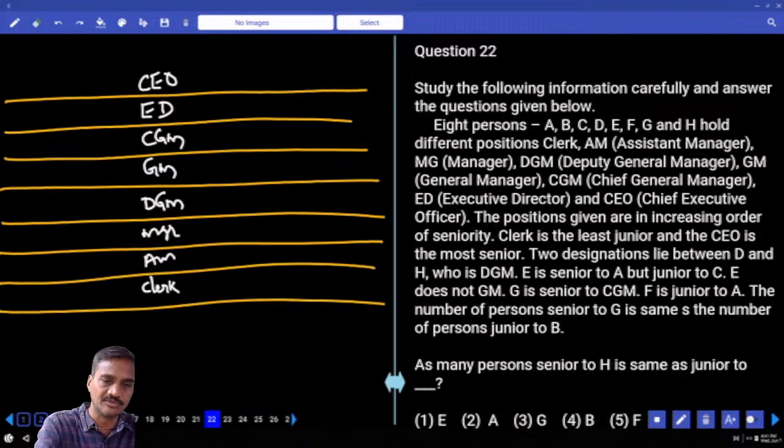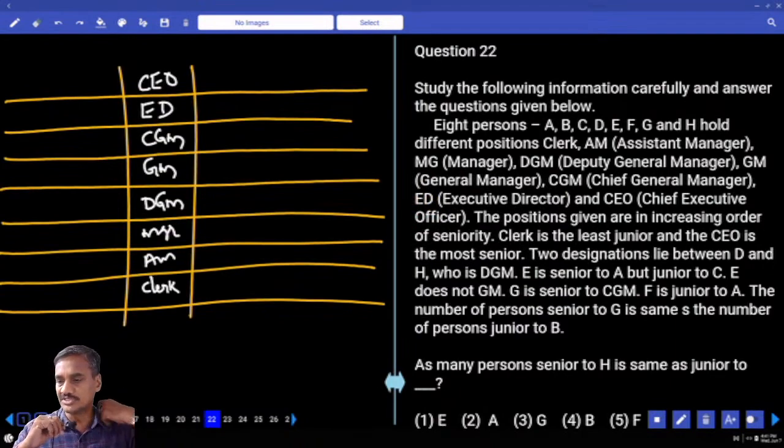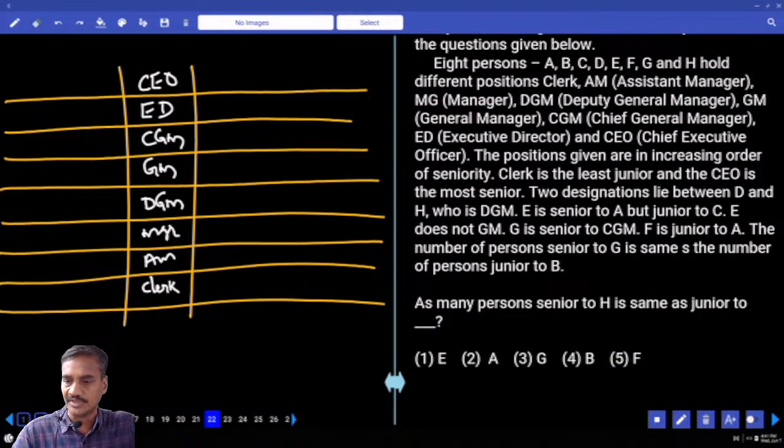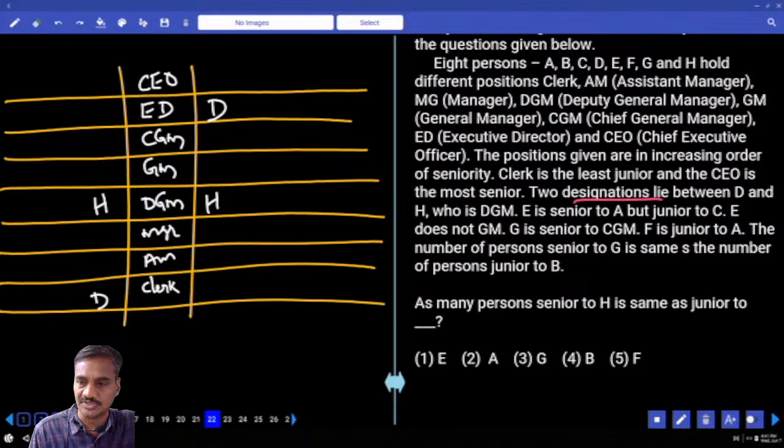Now in condition number 1, the positions are given in increasing order of seniority: clerk is the most junior and CEO is the most senior. There are 2 designations between D and H. H is DGM. There are 2 designations between H and D. Hence D can be clerk or D can be an executive director. How many possibilities? 2 possibilities for D.